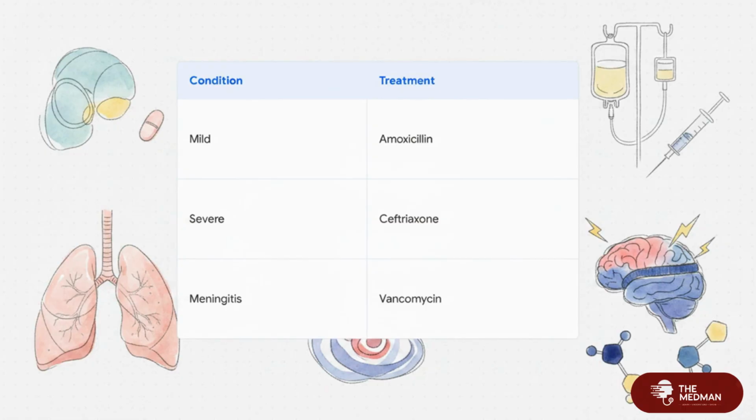Now, if the bacteria has breached the blood-brain barrier and triggered meningitis, well, the stakes are at their absolute highest. We don't mess around here. We use a heavy-hitting combo of vancomycin plus ceftriaxone to completely eradicate the bug before it causes permanent neurological damage.